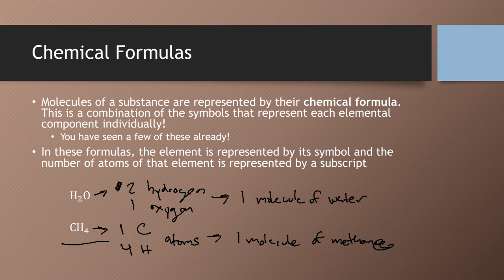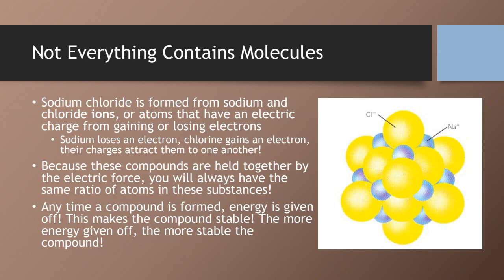Now, not every substance is going to contain a molecule. Sodium chloride is formed from sodium ions, which are positive because they can easily lose an electron, and chloride ions, which are negative because they can easily gain an electron. More on that in a few sections. But then what happens is the two are immediately attracted to one another, and they form this type of lattice structure that you see here.